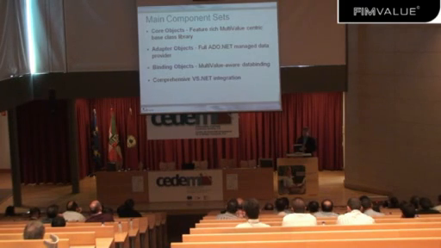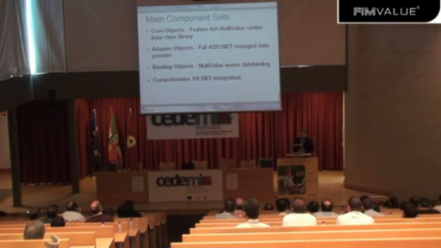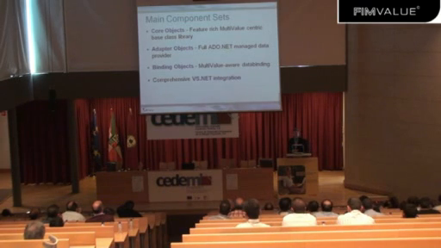There are three parts to the product, and I'll highlight each of the parts and how they interrelate one to another. Core Objects is the fundamental part of the product. Adapter Objects is a full ADO.NET managed data provider. And we have our own binding objects for rapid application development.